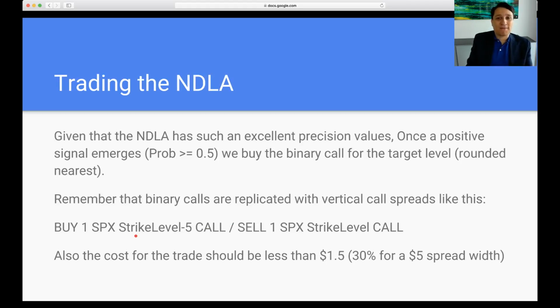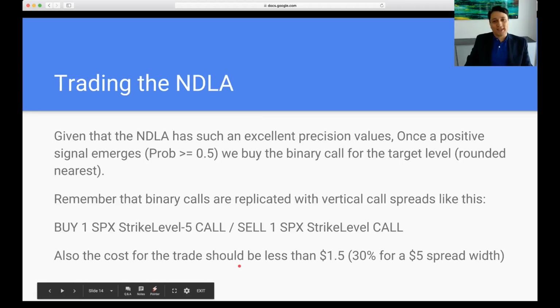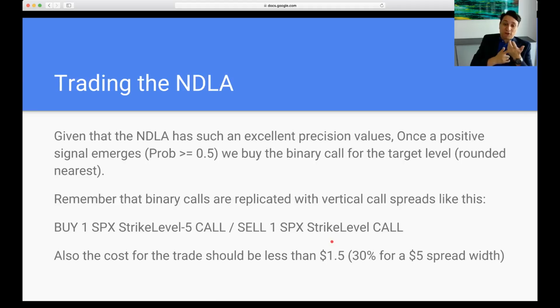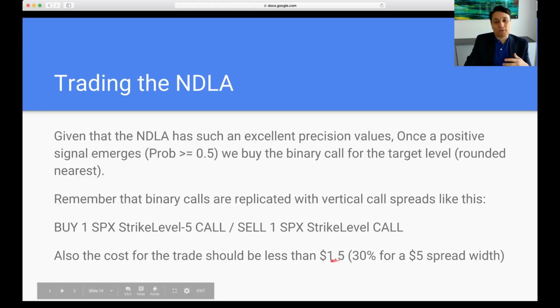Also, a very important parameter: the cost of this trade should be less than $1.5 per contract. And why less than 1.5 per contract? Because I mentioned that there is edge for the naive if it's priced at 30%. So 30% of 5 is 1.5. That's kind of my preference.